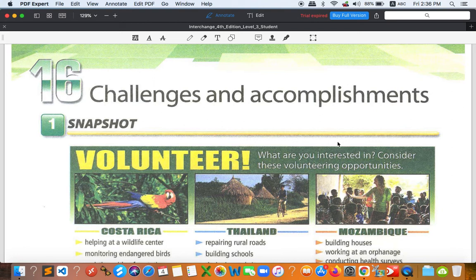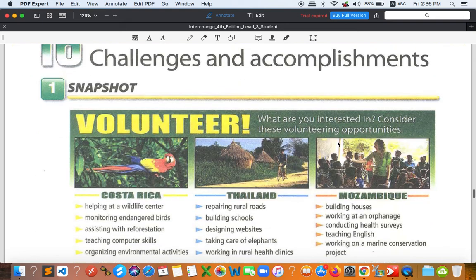Okay, unit 16, challenges and accomplishments. First, before we talk about the first activity, challenges are problems that you face that need to be solved, and accomplishments are something that you have achieved, something that you have succeeded in. Okay, so now let's take a look at the first one, snapshot, volunteer.